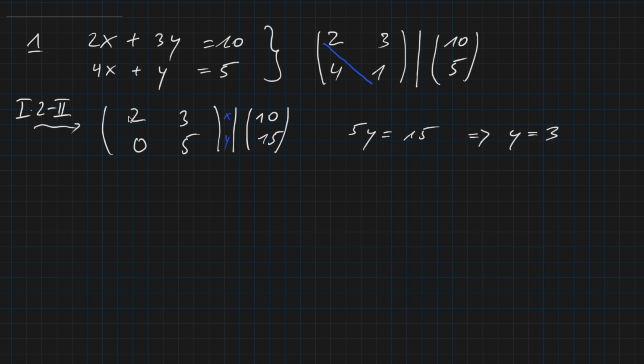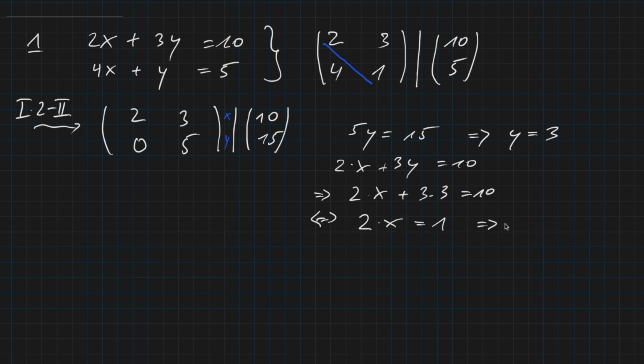And then we can look into the first row here, which is 2 times x plus 3 times y equals 10. And then we can insert y equals 3. And this gives us 2 times x plus 3 times 3 equals 10. And this is equivalent to 2 times x equals 1. And this means x equals 1.5.